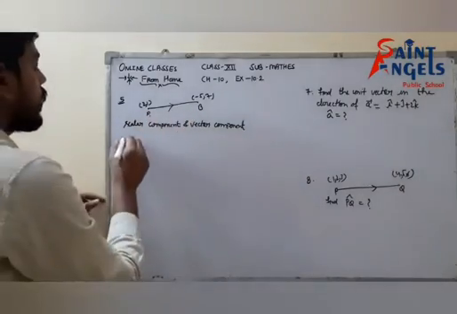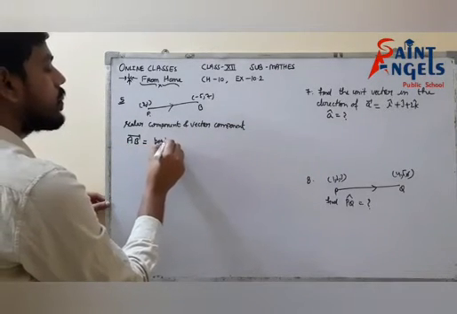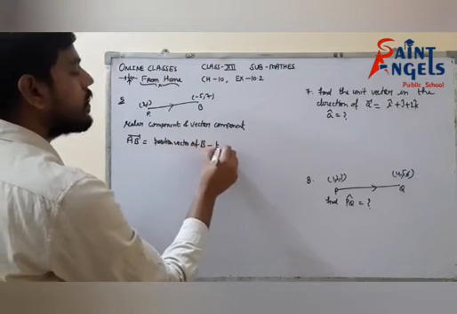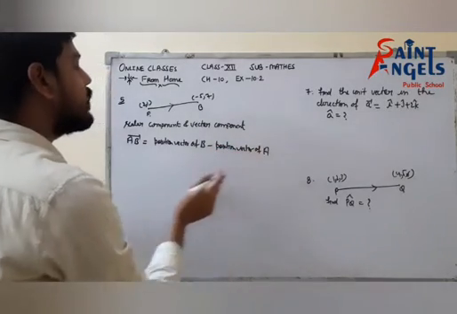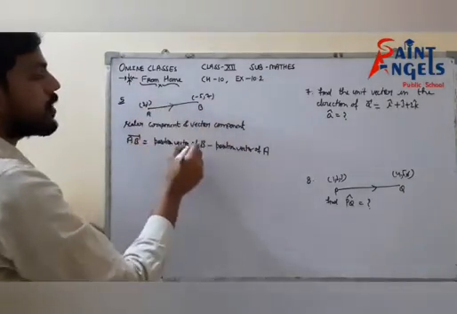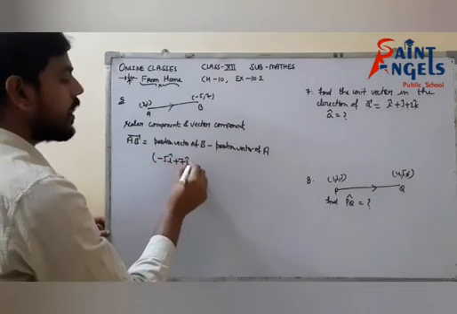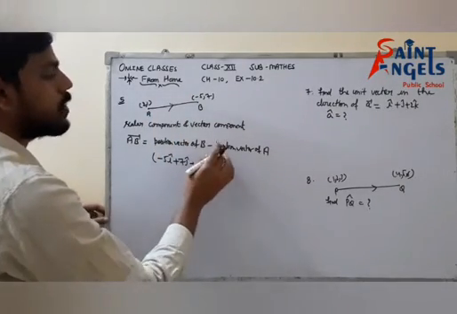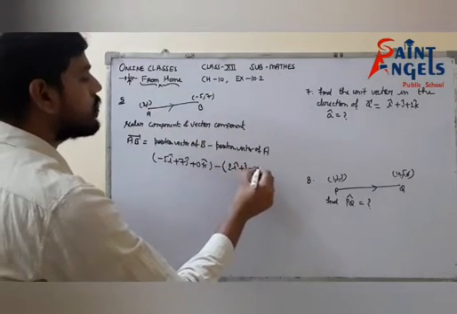So first of all, vector AB would be equal to the position vector of point B minus the position vector of point A. It means the vector form of point B minus the vector form of point A. So the vector form of point B would be -5i plus 7j, and there is no z coordinate, so we can write 0 into k cap, minus the vector form of point A, which would be 2i plus j minus 0 into k cap.